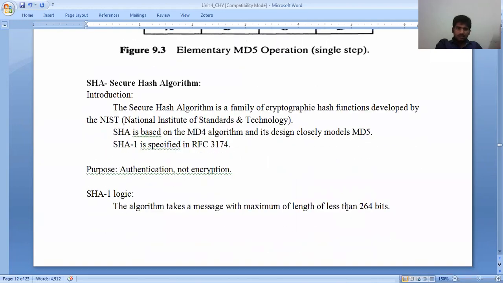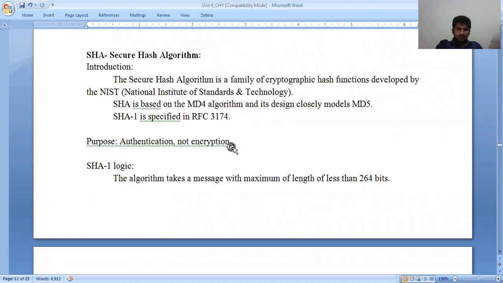So then another one is about SHA, the Secure Hash Algorithm. Secure Hash Algorithm is a family of cryptographic functions. It was developed by NIST, the National Institute of Standards and Technology. SHA is based on the MD4 algorithm, and it is designed closely modeled on MD5. SHA is specified in RFC 3174. The purpose is authentication, not encryption.